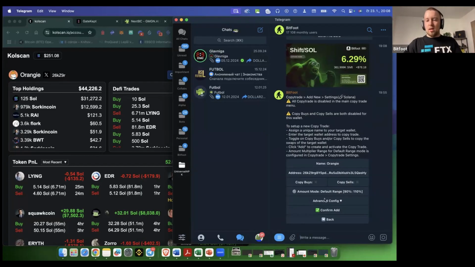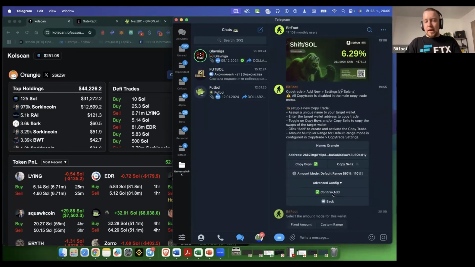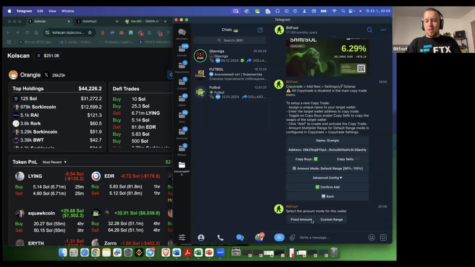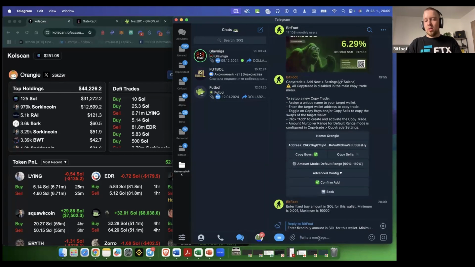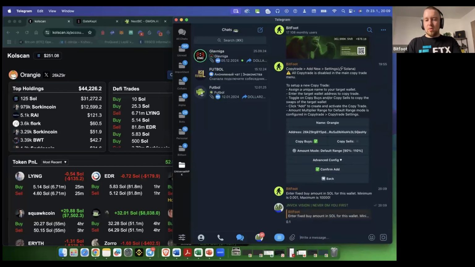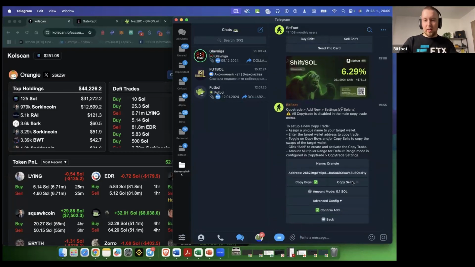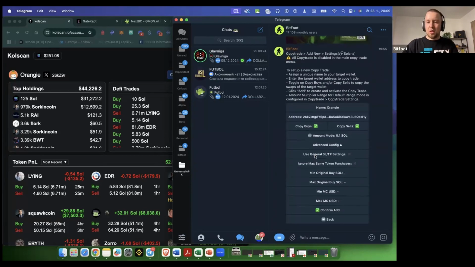Amount mode. So you can either buy the same amount he's buying, or a tenth of what he's buying. It depends on your budget, etc. So we can copy his buys, and I'm going to buy a fixed amount, which is going to be 0.1 Solana. We are going to copy his sells as well, and then we can go to advanced configuration.